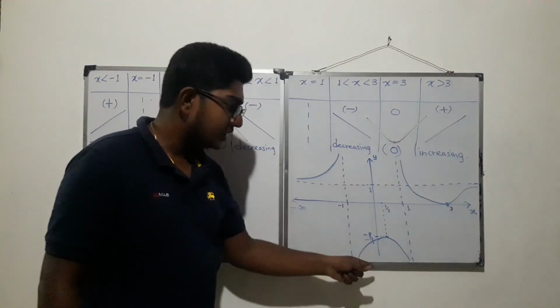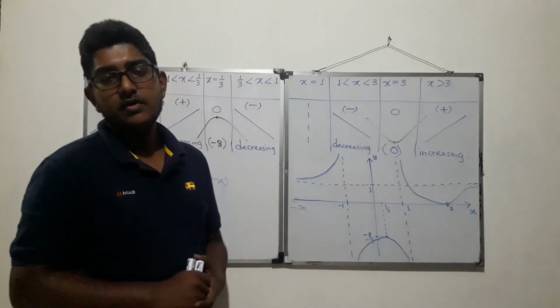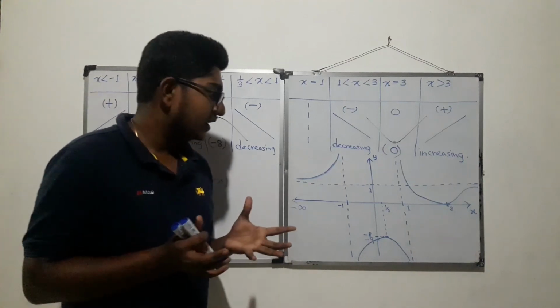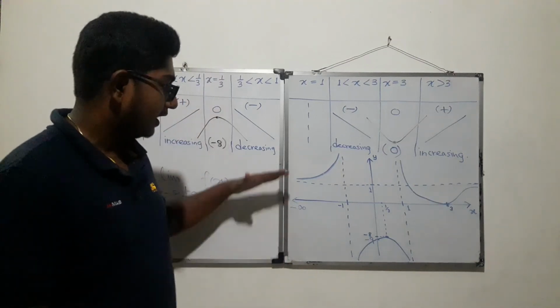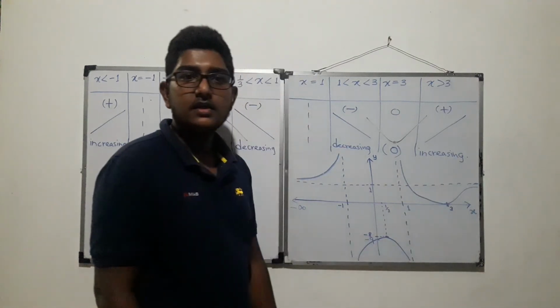To find the y-intercept, substitute x equals 0. To find the x-intercept, substitute y equals 0. By taking all those coordinates and the nature of the gradients, you can draw this graph.